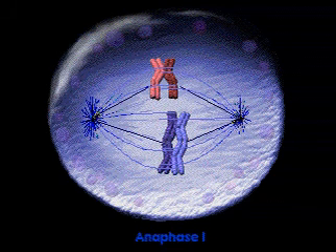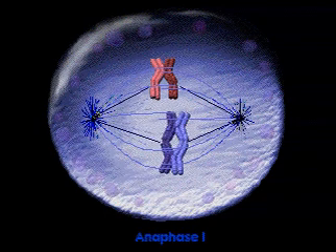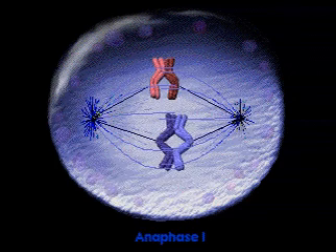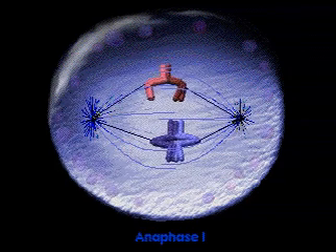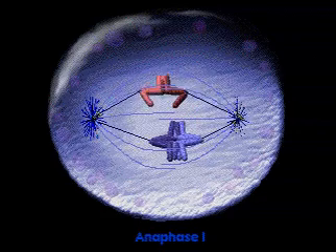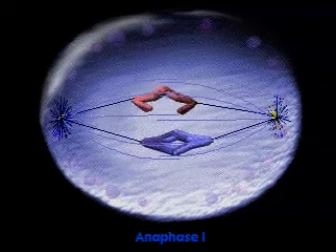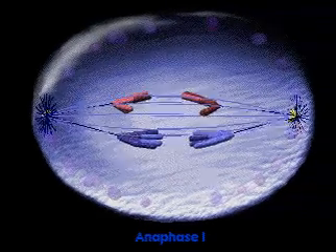At anaphase 1, the chromosomes begin their poleward migration. The chiasmata that have been holding the homologs together are released, and the separated chromosomes move to opposite poles. Note that the centromeres have not yet divided, so both sister chromatids still remain attached at the centromere.